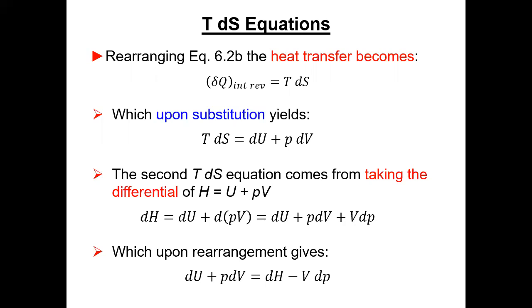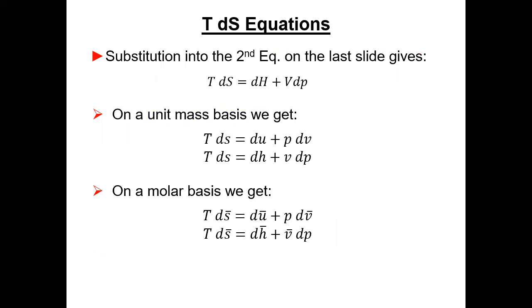Well, there's nothing very high level there, you know, y'all can handle it. And then guess what? We're going to take that first TdS relation. You see, TdS is equal to dU plus PdV, but down on the bottom we see dU plus PdV is dH minus VdP, so we can substitute it in. And voila, you have the second TdS relation.